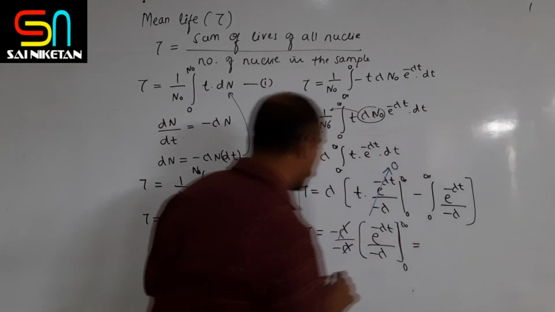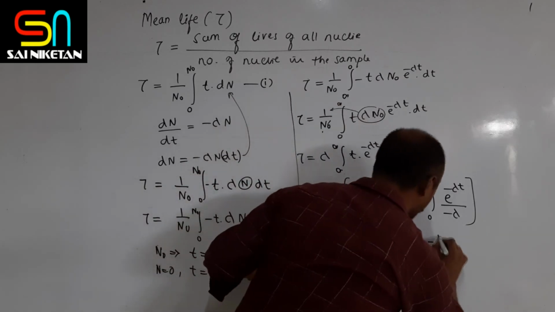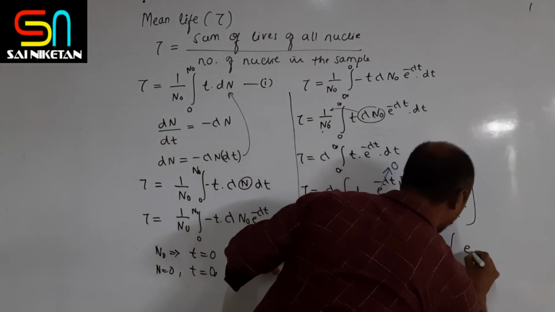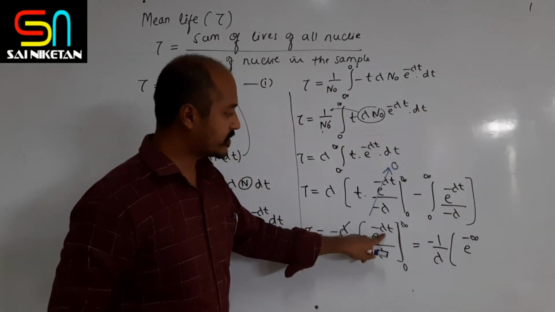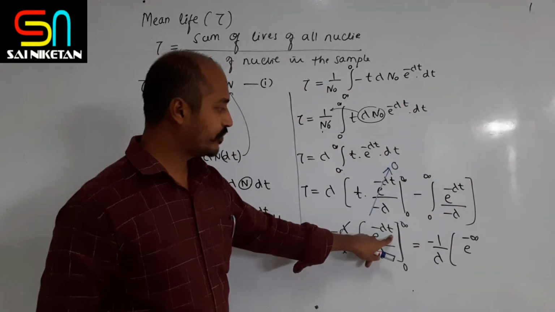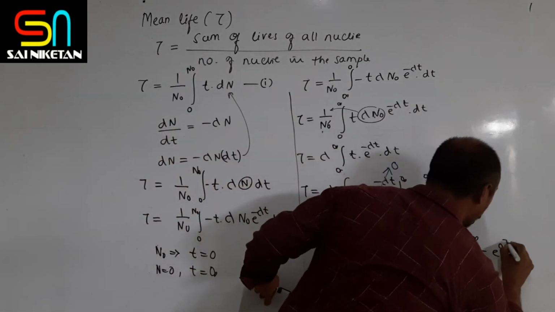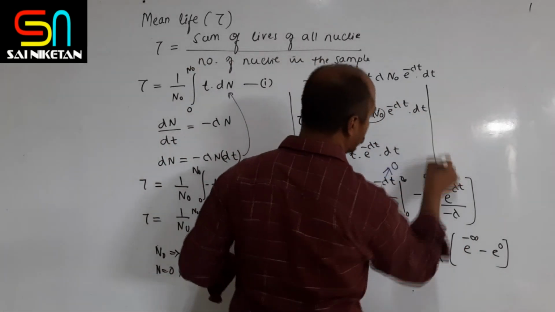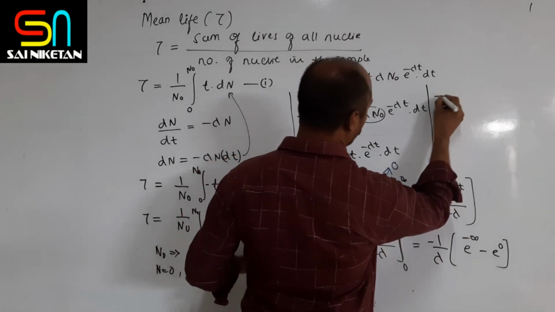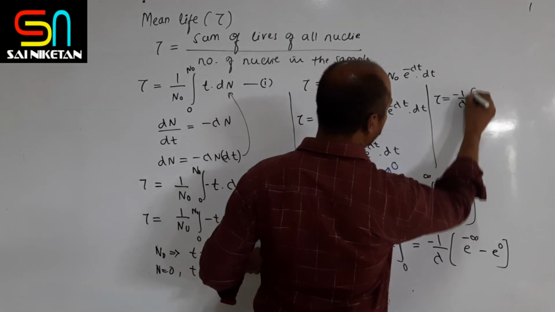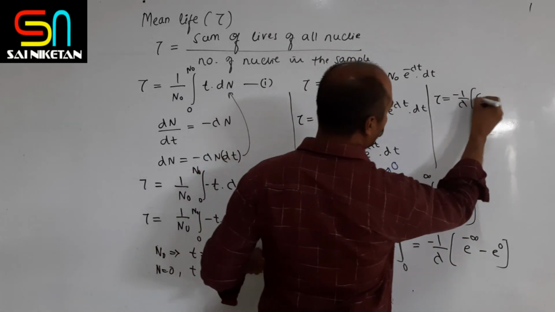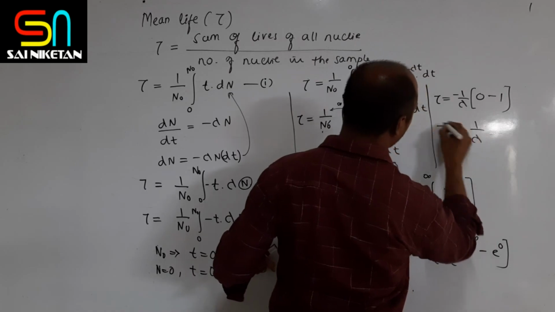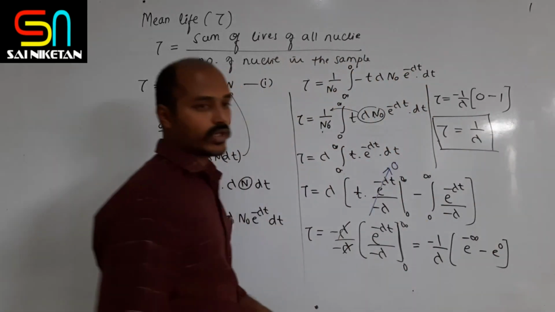Now, here lambda and lambda, minus minus get cancelled. After applying the limit, minus 1 by lambda I'll take outside. Then inside the bracket, it will be e raised to minus infinity, because minus lambda multiplied by infinity is minus infinity, then minus the lower limit e raised to 0. So tau is equal to minus 1 by lambda multiplied by e raised to minus infinity, which is 0, minus e raised to 0, which is 1. So finally we will get 1 by lambda. So tau is equal to 1 by lambda.